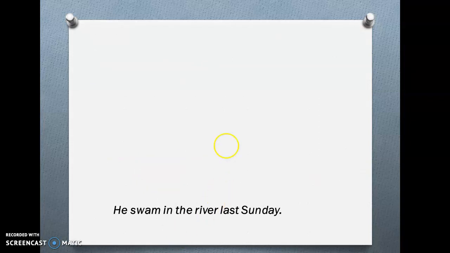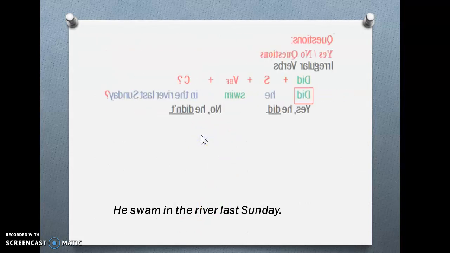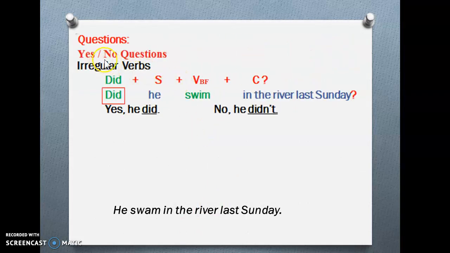We also have two types of questions. The first type is yes or no questions. For the irregular verbs, we have here did, the auxiliary verb that helps us speak in the past. Here we have the subject, the base form of the verb, and the complement. The characteristic of these questions is that you can answer yes or no. For example: Did he swim in the river last Sunday? Yes, he did. No, he didn't.